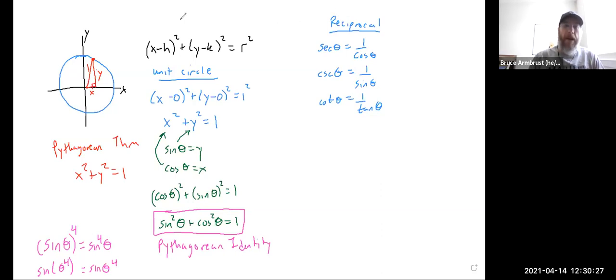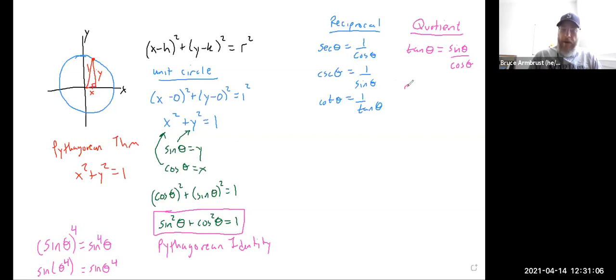There are a pair that I want to put down over here called the quotient identities. And I actually showed you one of them today. It was that the tangent is equal to the sine over the cosine. And that's pretty evident from the unit circle definition, right? Tangent is y over x. The y is sine, the x is cosine. So tangent is sine over cosine. We call it a quotient identity because quotient just means fraction. So tangent is a fraction of sine and cosine.